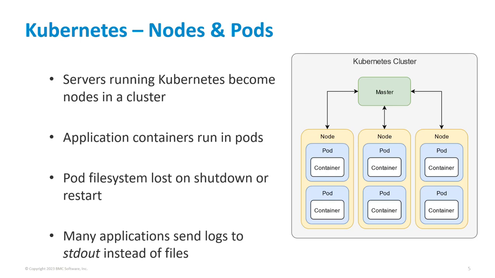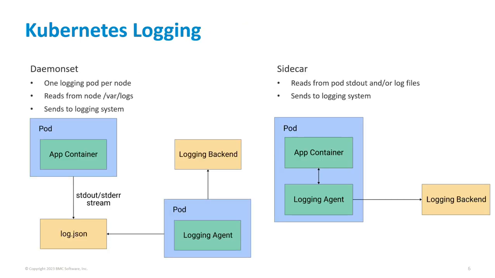So instead, many Kubernetes applications are rewritten to send their important logging information to the standard out and standard error instead of writing to log files. By doing that, it gives an opportunity for some other third-party component to actually monitor that standard out and be able to collect it and send it off to some logging backend.